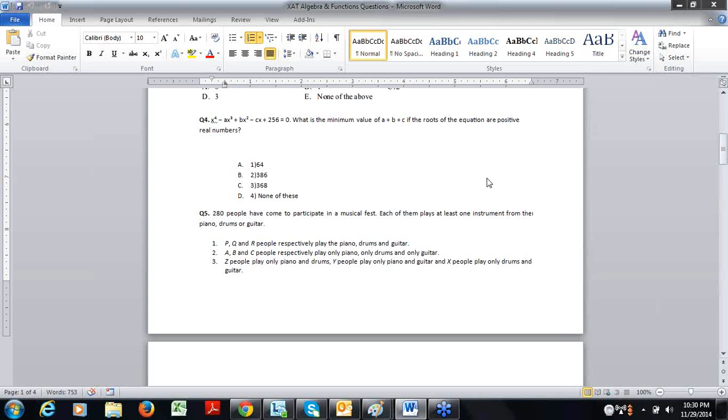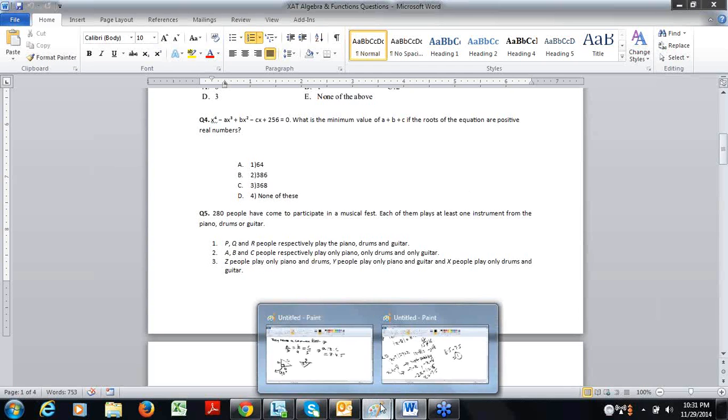Okay, guys, time is up. So let me solve question number 4. What does question number 4 say? x to the power 4 minus ax cube plus bx square minus cx plus 256 is equal to 0. What is the minimum value of a plus b plus c if the roots of the equation are positive real numbers? Okay, so let us first find out what is a, b and c.